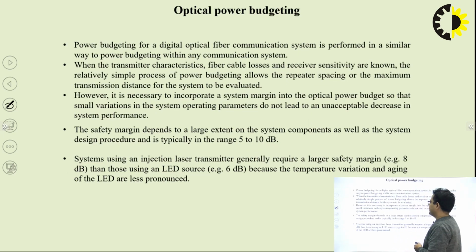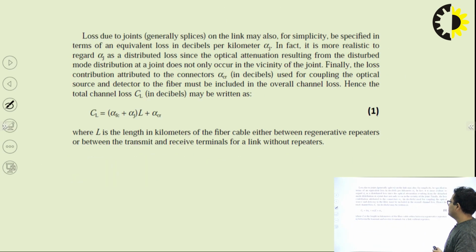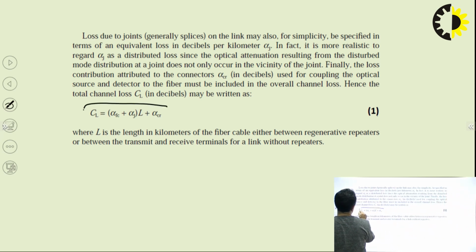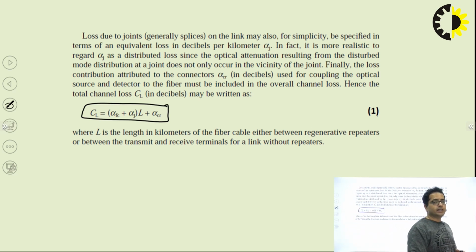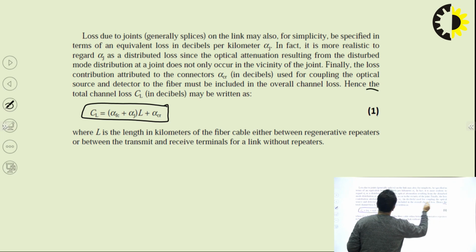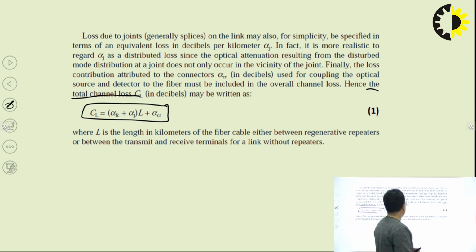Apart from that, we can see the formulas. These are the basic intermediate formulas that we have to keep in mind in order to form a concrete relationship which can be directly used to calculate the power budget or power penalties. We first have to find the total channel loss occurring inside the fiber. This is formed by a combination of alpha FC plus alpha J into L plus alpha CR.